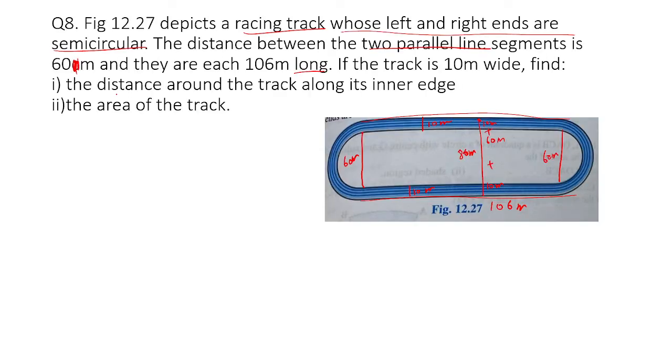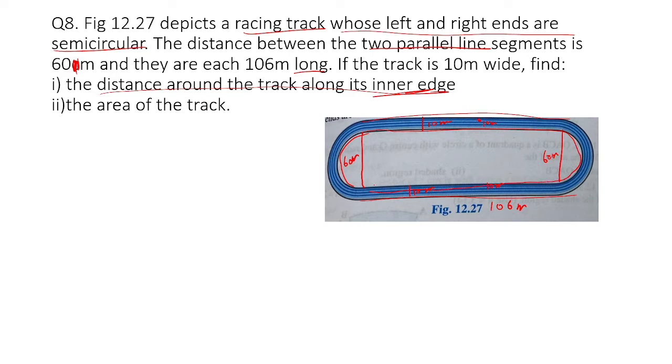Now we have to find the distance around the track along its inner edge. So you can just rub this off for now. What are we asked to find? We're asked to find this inner edge, only this inner edge. This is the outer edge. This line, the red line, is the inner edge. So we're asked to find the distance of this inner track.